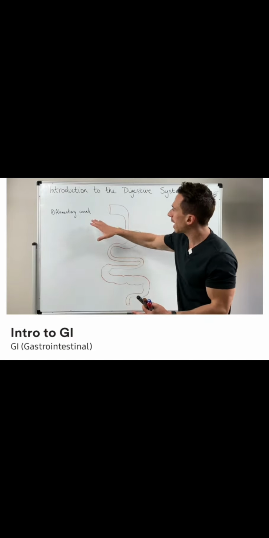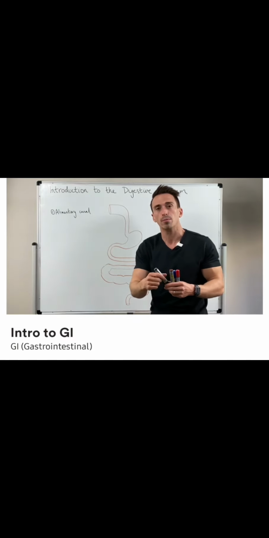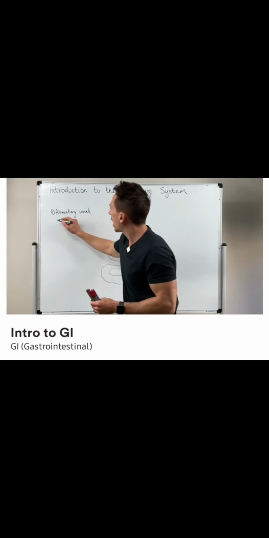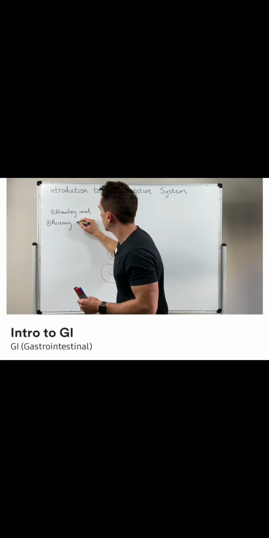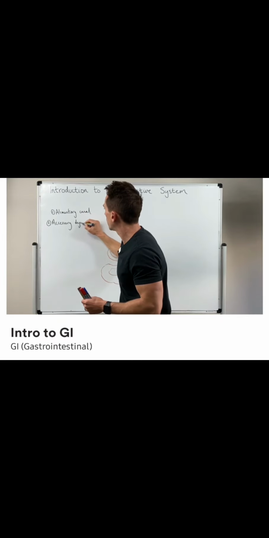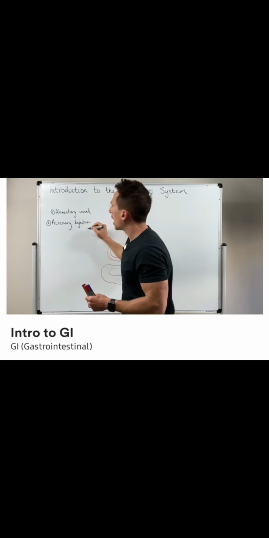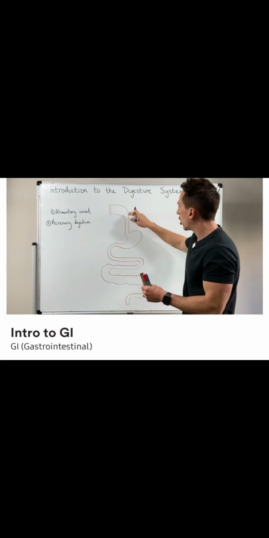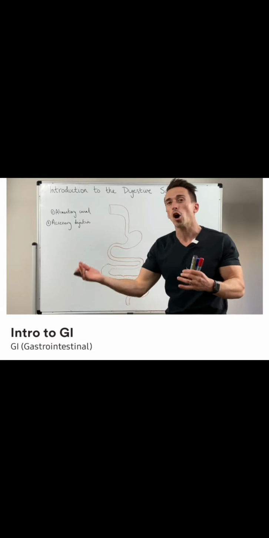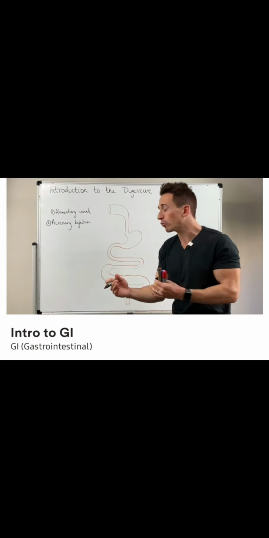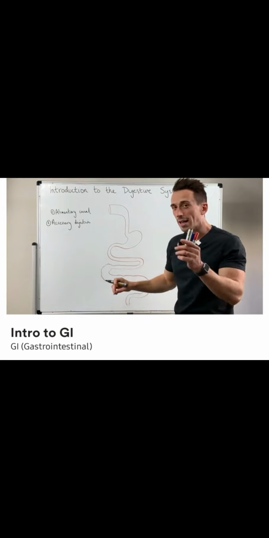Now, in addition to the alimentary canal, another primary component of the digestive system are the accessory digestive structures. Accessory digestive structures are not components of the alimentary canal, but they are accessory components, and they often have ducts or tubes that lead into the alimentary canal.